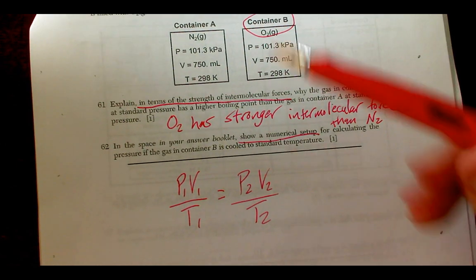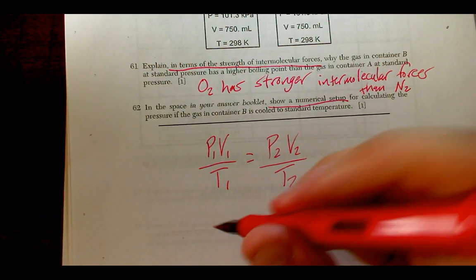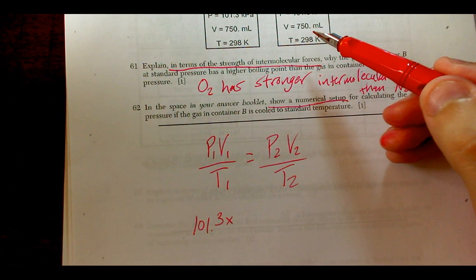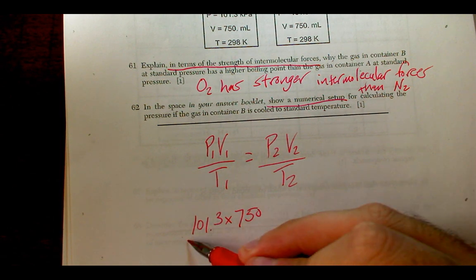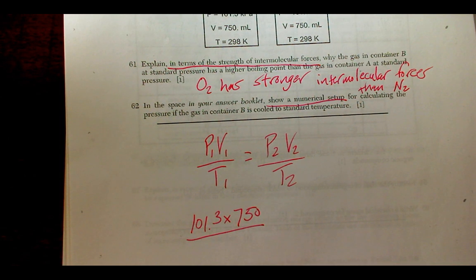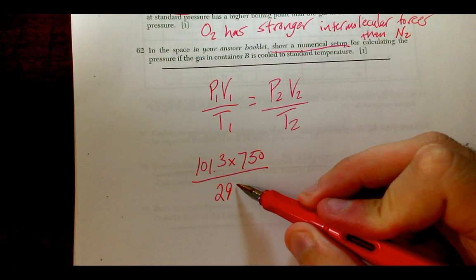So what do we know about container B? We know container B has a pressure of 101.3 kPa. So that's my starting condition. Pressure is 101.3. The starting condition, the volume was 750. So 750 is my V1. And the temperature was 298 K. Just remember, temperature for these questions has to be in Kelvin. It is, so we don't have to convert anything. If it was in Celsius, we would just have to remember to convert to Kelvin first.